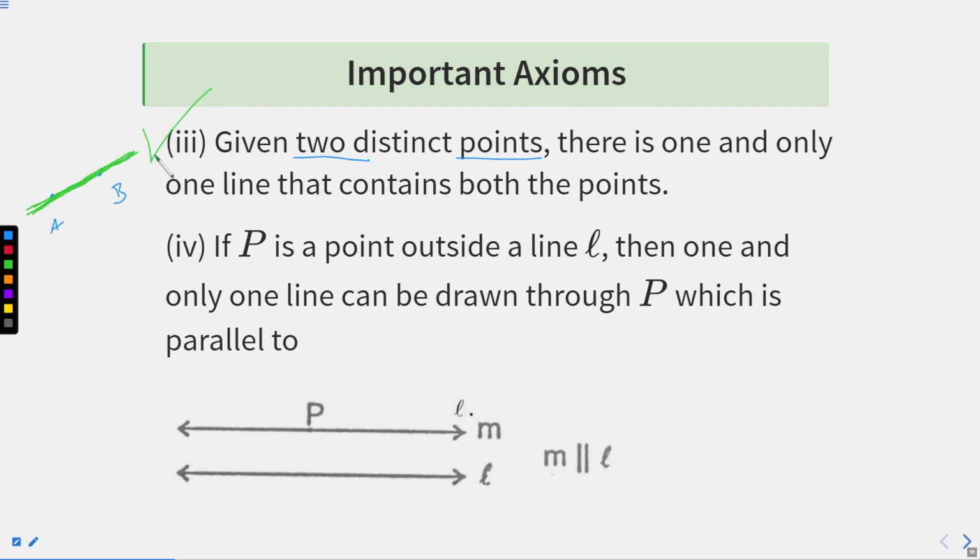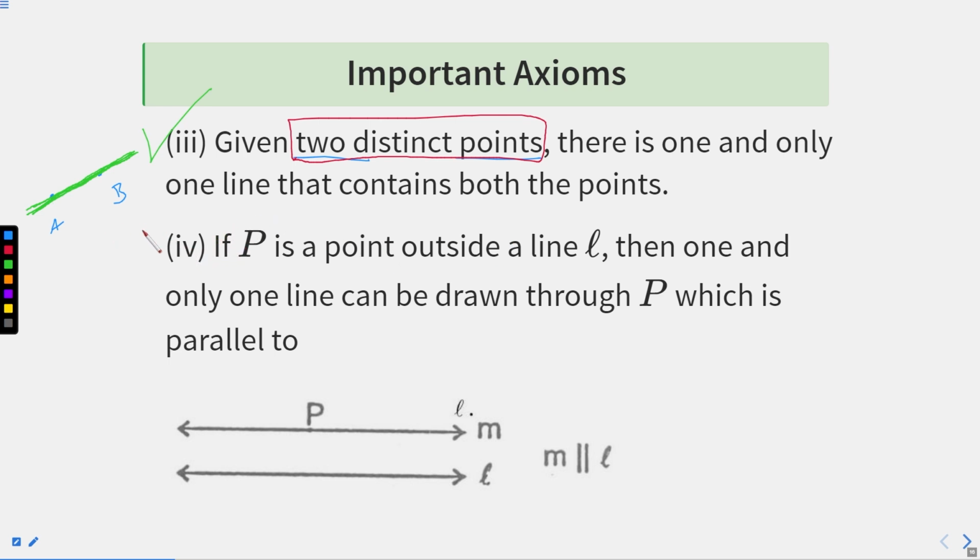So the third axiom says, given any two distinct points, there is one and only one line that contains both the points. Here it is to be emphasized that we are using two distinct points. If there is only a single point, then as we have seen in the second axiom, we can draw infinitely many lines from it. I hope the third and second axioms are clear.